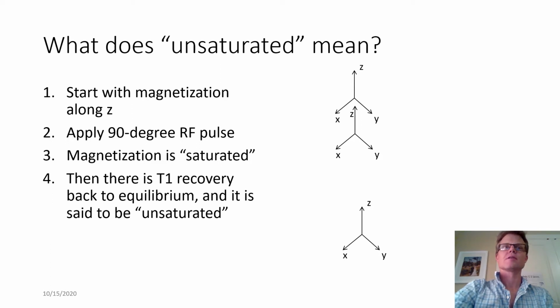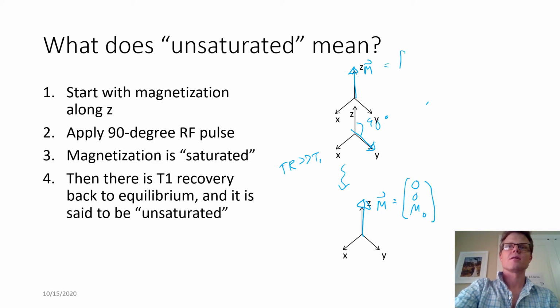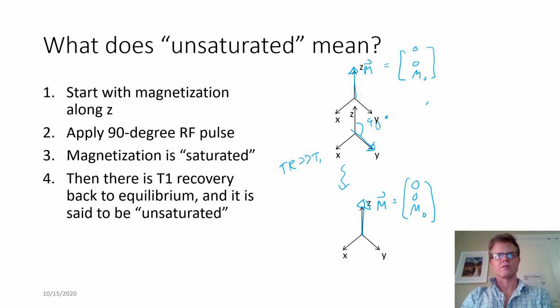And then we progress on to unsaturated. So we start off at equilibrium, apply our 90-degree RF pulse. Magnetization is saturated. Then if we allow for time, and we're going to call this TR, that is much greater than T1, then magnetization here is back at equilibrium. And so we say this is unsaturated now, when we've returned to full T1 recovery.